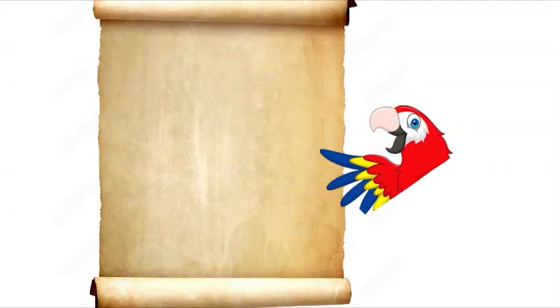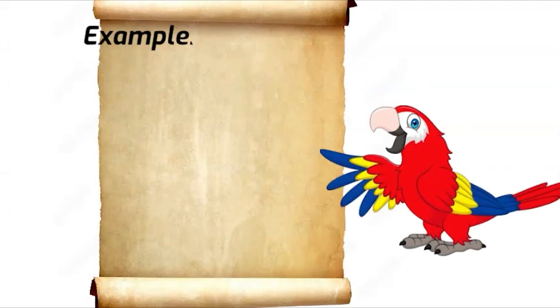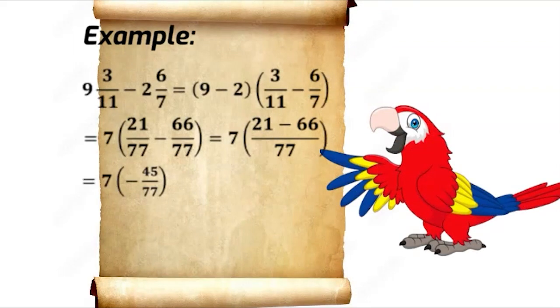For example, let's subtract 2 and 6 over 7 from 9 and 3 over 11. First, we subtract 2 from 9 and we get our whole part as 7. Then we subtract 6 over 7 from 3 over 11. After finding their common denominator, expanding the fractions accordingly, we end up subtracting 66 over 77 from 21 over 77. The result is minus 45 over 77.